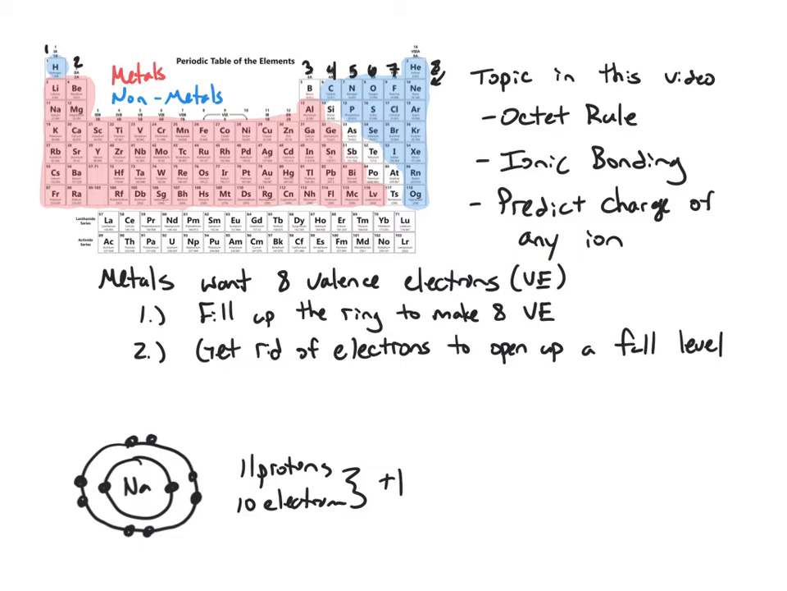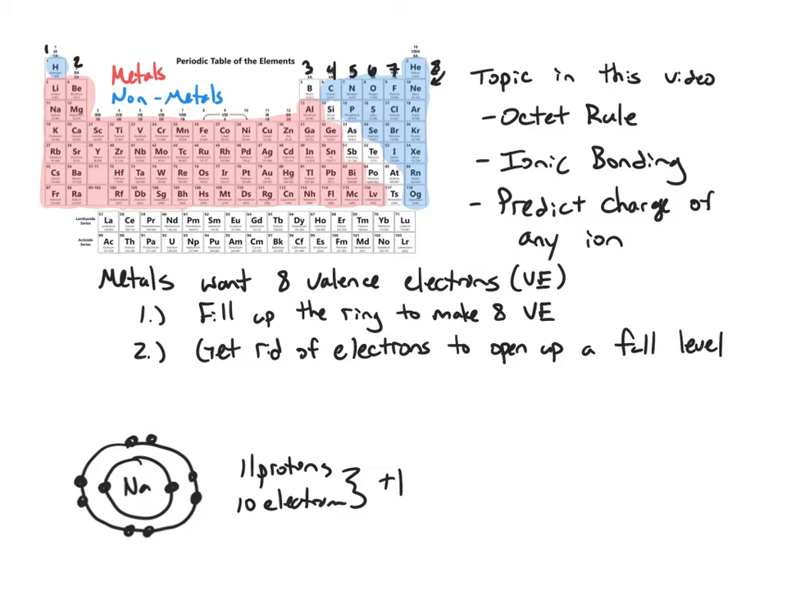Again, why did it get rid of its electron? Because it really wants 8 valence electrons, not just that 1 loose one. And it will do anything it can to shed that outside electron. And by losing that electron, it now has 1 less electron than it does protons. So the charge of the ion now is a +1 charge ion. In fact, all metals behave similarly to sodium.